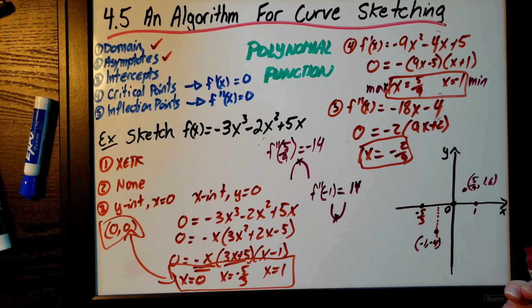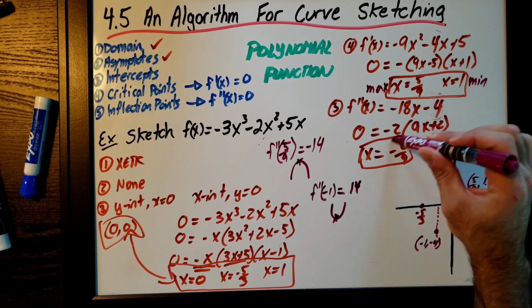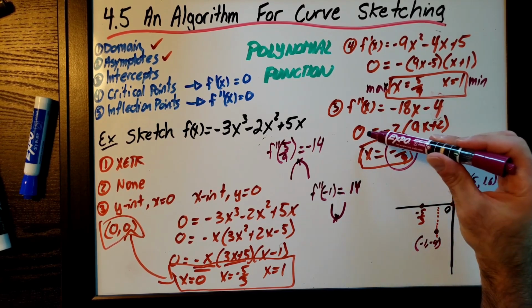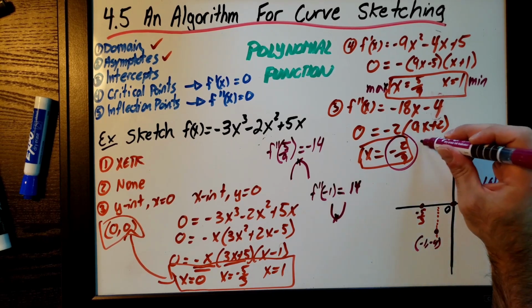The last thing you want to look for is a point of inflection. When is this going from concave down to concave up? When is that point happening? Right here. Wherever your second derivative is 0, this is an inflection point.